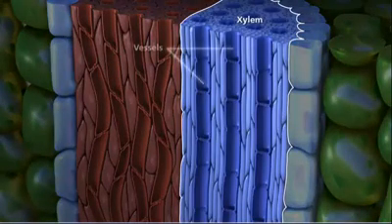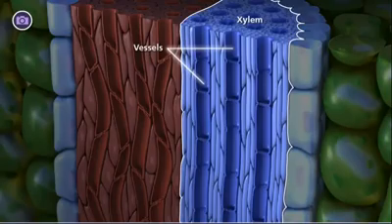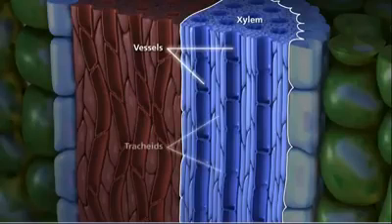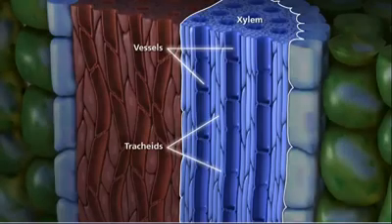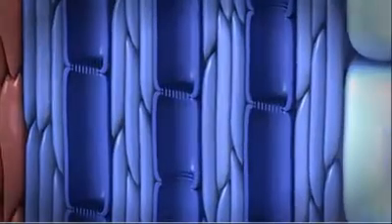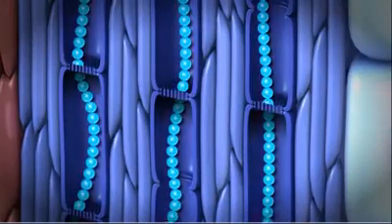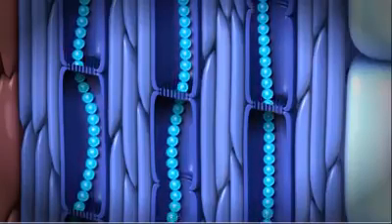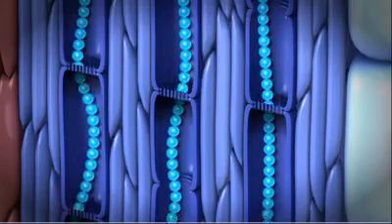Xylem is composed of vessels, which are continuous tubes formed from dead hollow cylindrical cells arranged end to end, and tracheids, which are dead cells that taper as the ends overlap. This arrangement and the polar nature of water molecules allow water to pass in an unbroken stream through the xylem, from the roots up through the shoot and into the leaves.